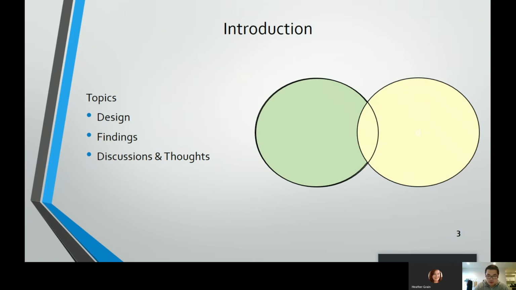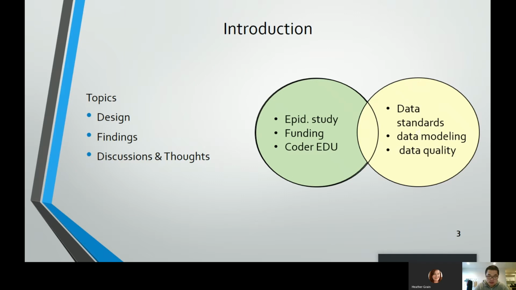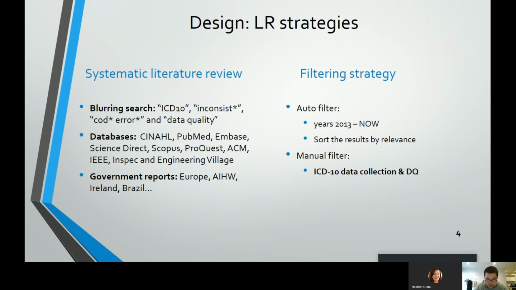To fully research this problem, one needs to look at issues associated with the data we collected. These issues include data standards, data modeling, and data quality, as well as issues associated with clinical management, such as epidemiological study funding and clinical coders' education, making this research a health informatics project. Today, I'm going to talk about the design of this research, findings of the research, and my discussions and thoughts based on the findings.